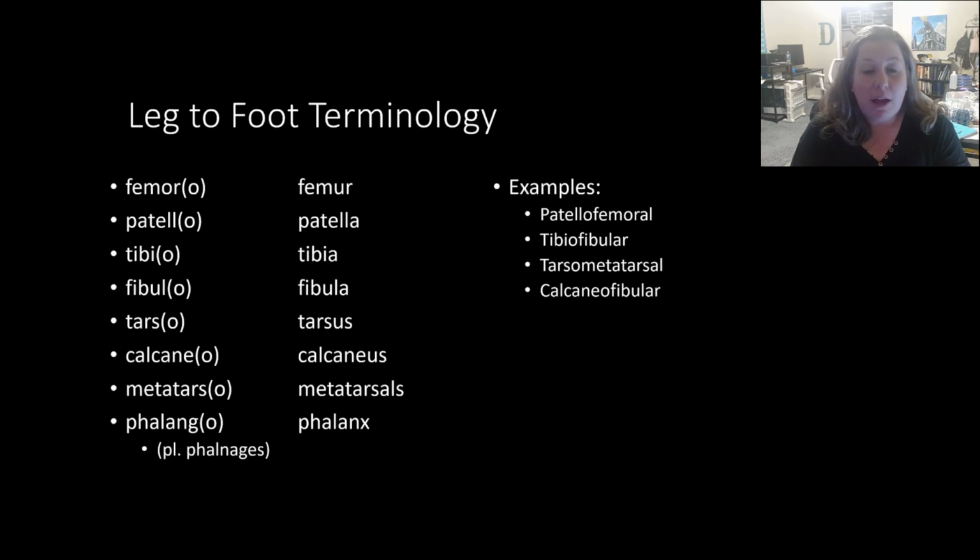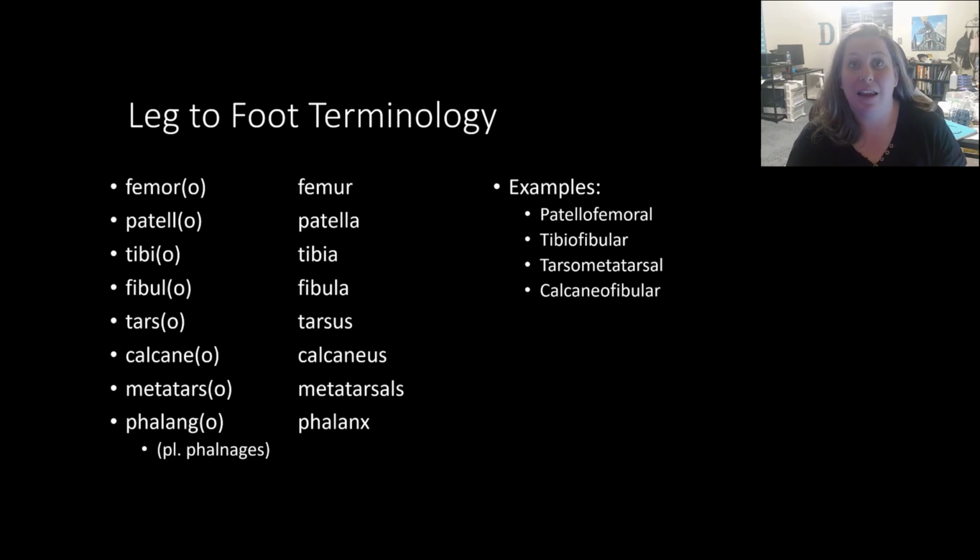With the leg and foot terminology, you're going to notice it's kind of similar in structure to the arm. You have a 1 bone structure in the thigh, 2 bones that make up the actual leg, and then you have the ankle bones and the foot. And so it's similar to what we saw with the upper extremity. So femoro is talking about the femur.